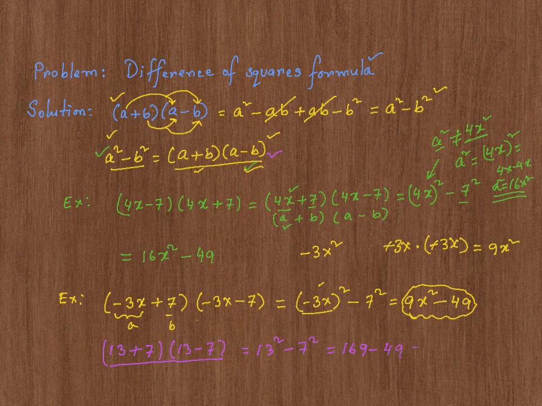Now if you do the subtraction, it's going to be 120. And that's how you can simplify numerical expressions like this using the difference of squares formula. I hope that this discussion was helpful.